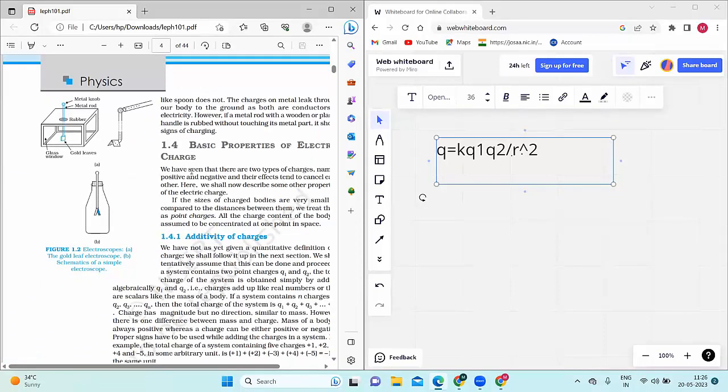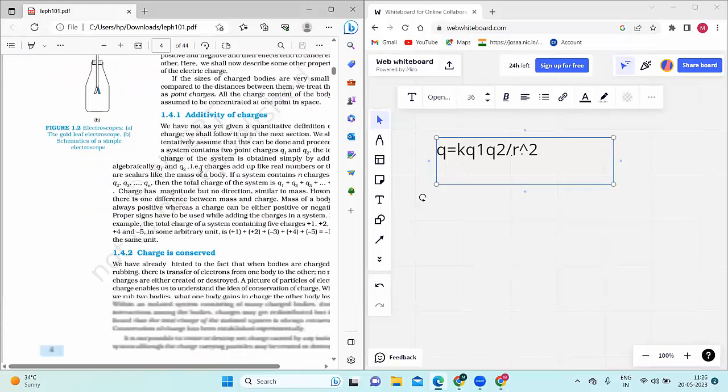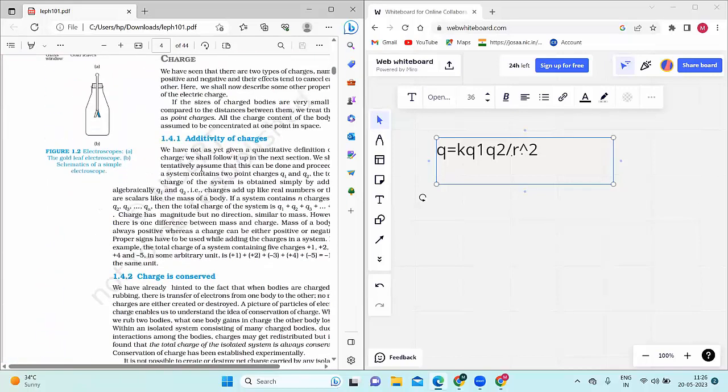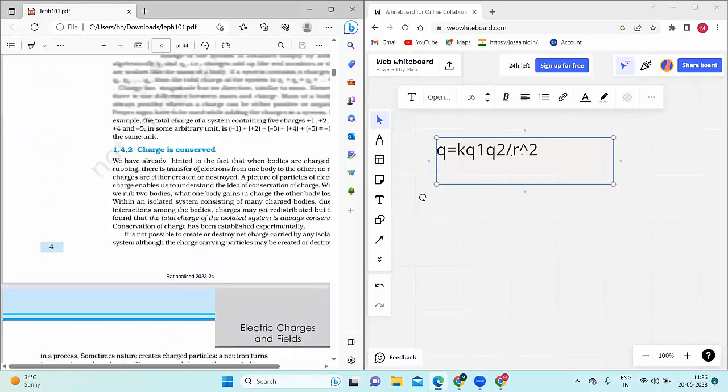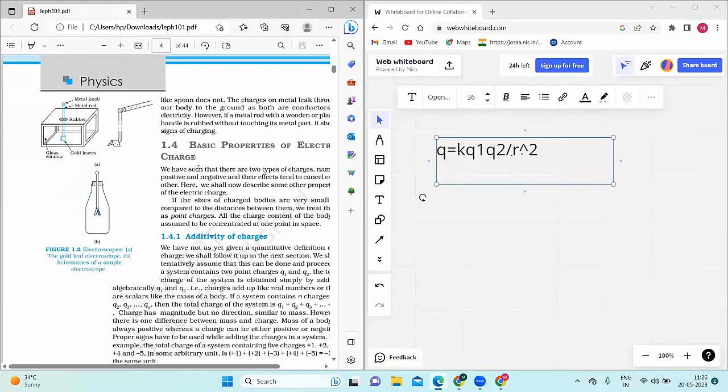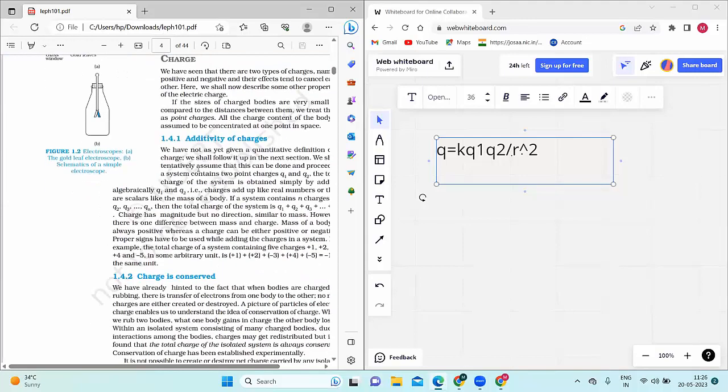Basic properties of electric charge. Electric charge has three basic properties: additivity of charges, charge is conserved, and quantization of charge. Additivity of charge means we can add all the charges, like the total charge on a body is the sum of all the individual charges present on the body. That is additivity of charge.